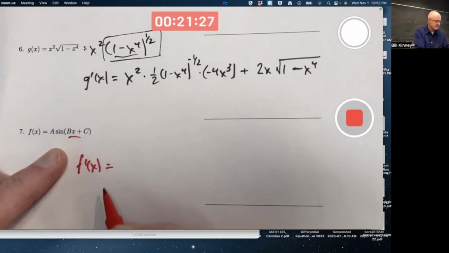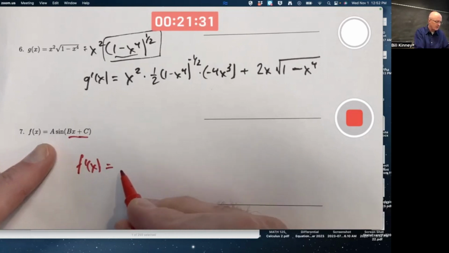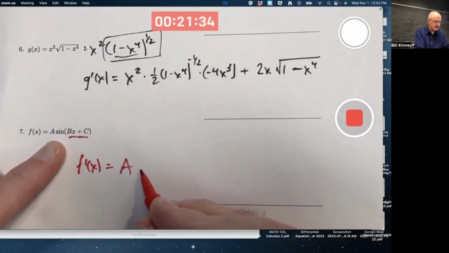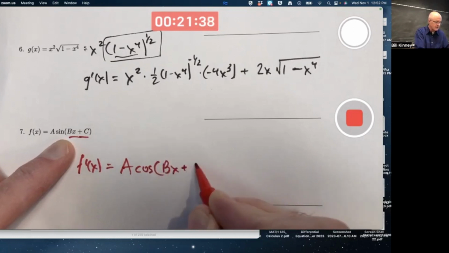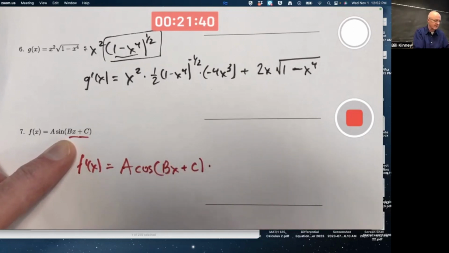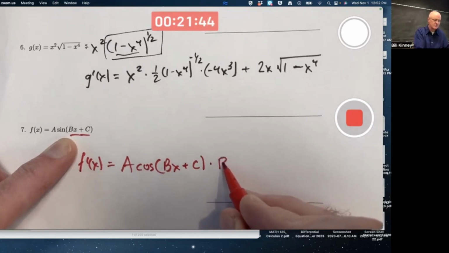Final problem, a, b, and c are constants. The inside function is bx plus c. You'll need the chain rule. The a as a multiplier out front just stays as it is. The derivative of sine is cosine. Plug in the inside function. Then finally multiply times the derivative of that inside function with respect to x. The derivative of bx plus c is just b.